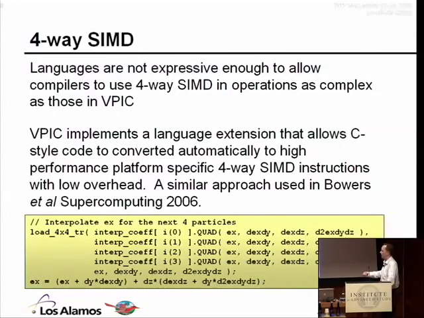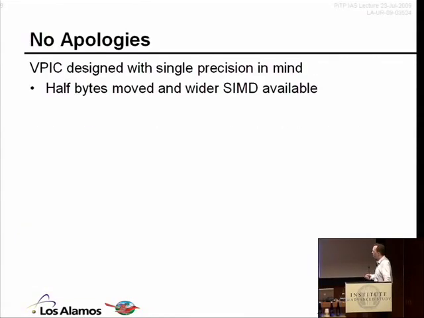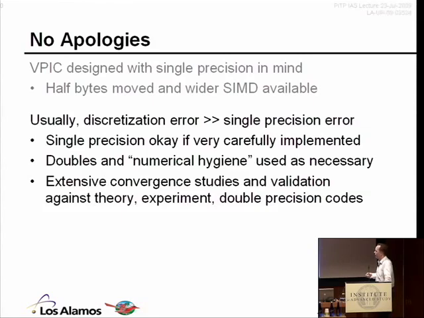This will get translated under the hood into the right assembly language for that platform. The last thing I wanted to mention is that VPIC is an unapologetic user of single precision, and that's because the advantage of doing so is too great to ignore. Why? Because we end up moving half the bytes, and we can exploit the fact that there's wider SIMD on these processors. Now, this is safe typically because the discretization error is far, far greater than single precision arithmetic error. As a result, single precision is okay if very carefully implemented.